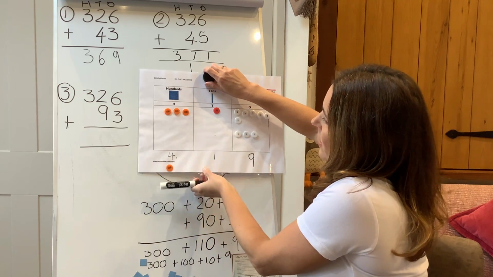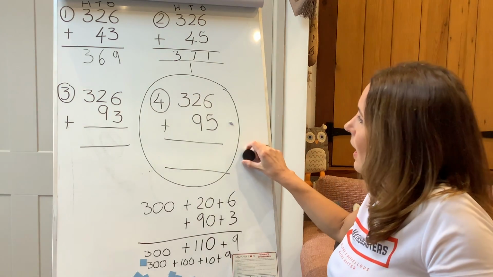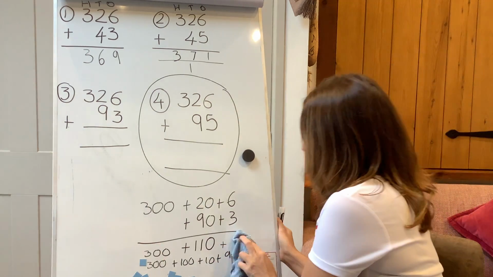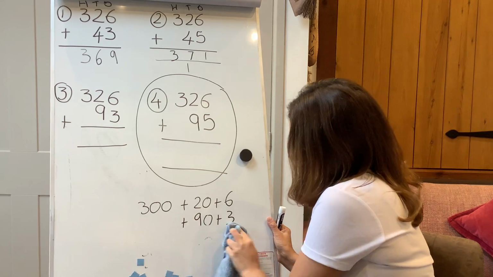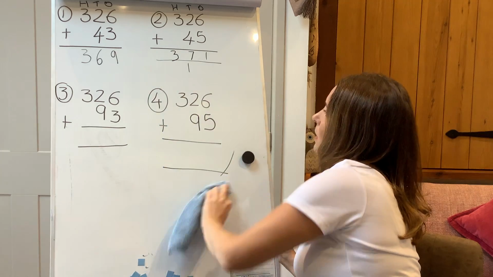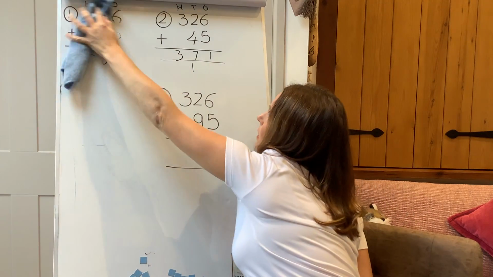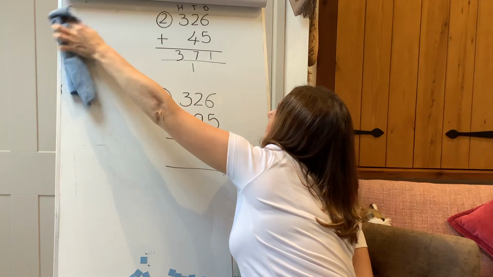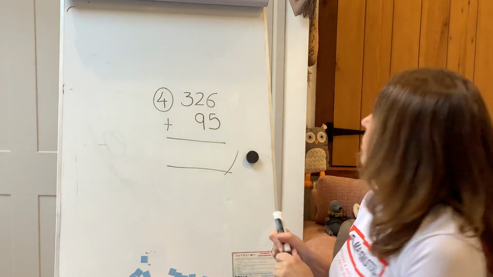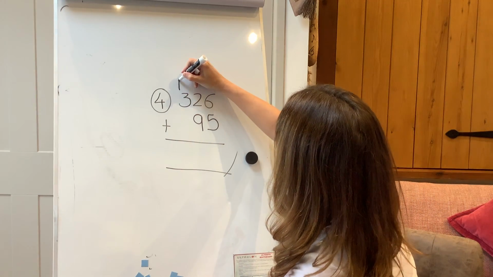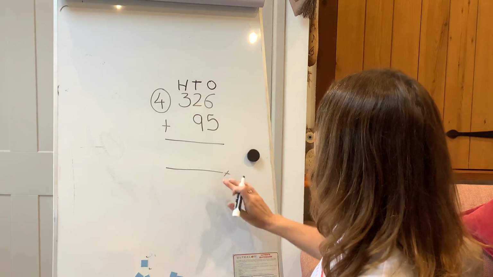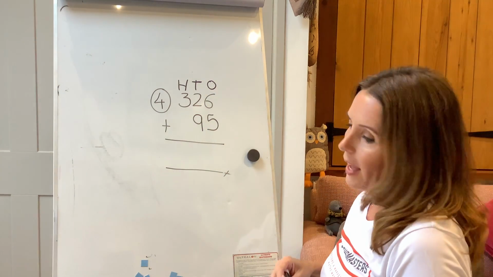Okay, so the next one, here we've got 326 add 95. So we're going to go through this one together. I'm going to talk you through this and I'm going to give you some to have a go on your own. So always good to put the place value headings in because that helps to make sure I've got the numbers in the correct place, that I've got the hundreds and the tens and the ones in the correct column. Use a ruler if you can. So 6 and 5 first.